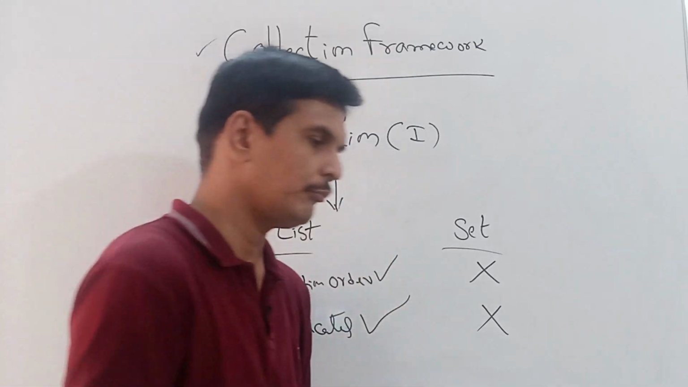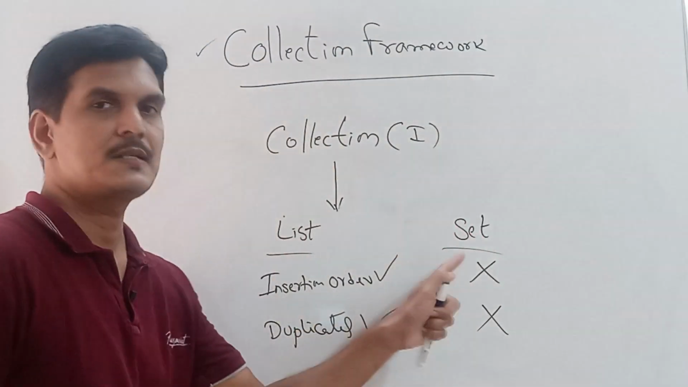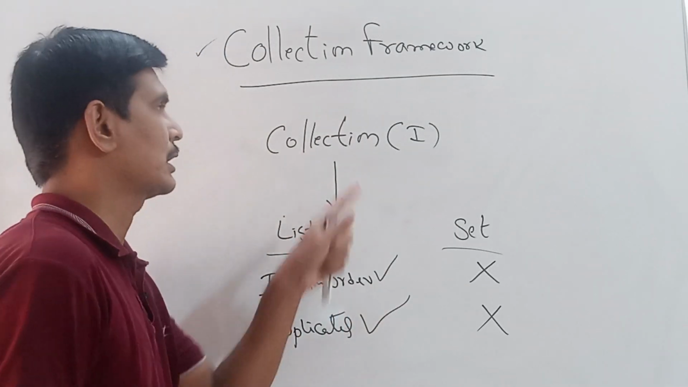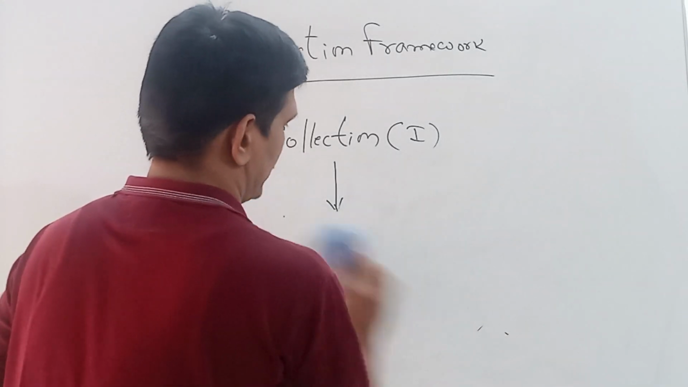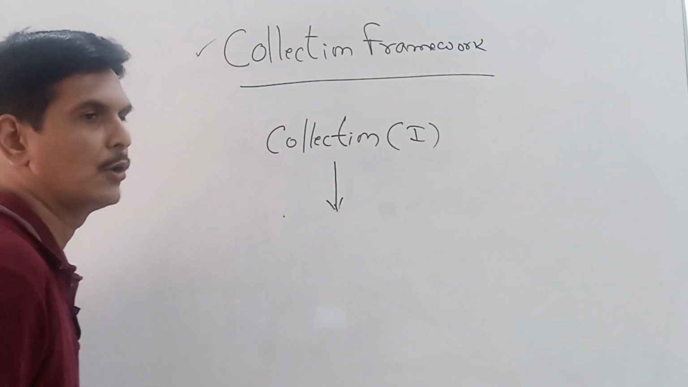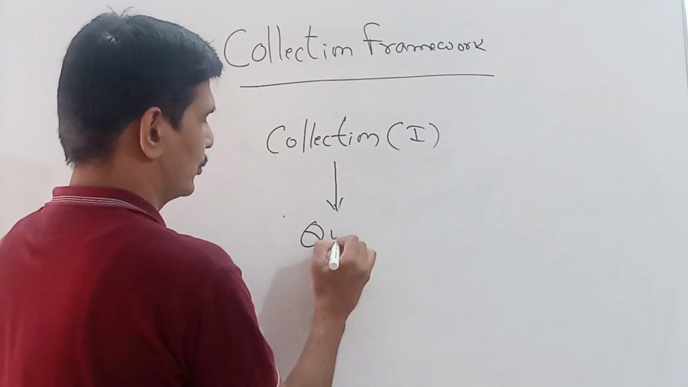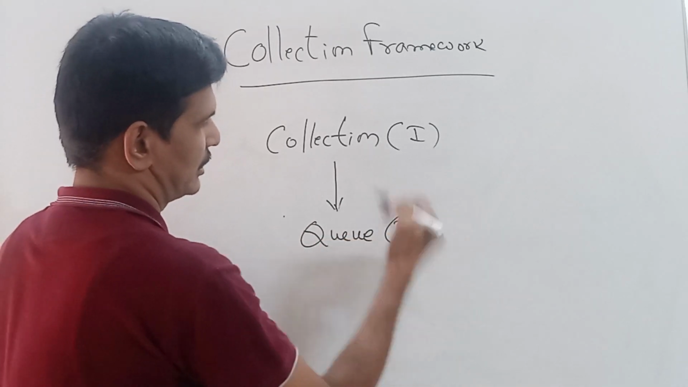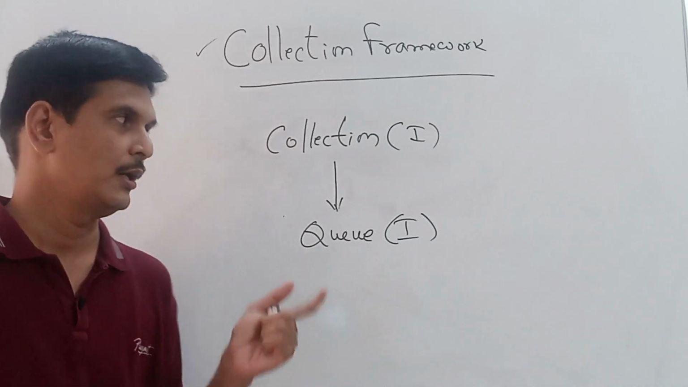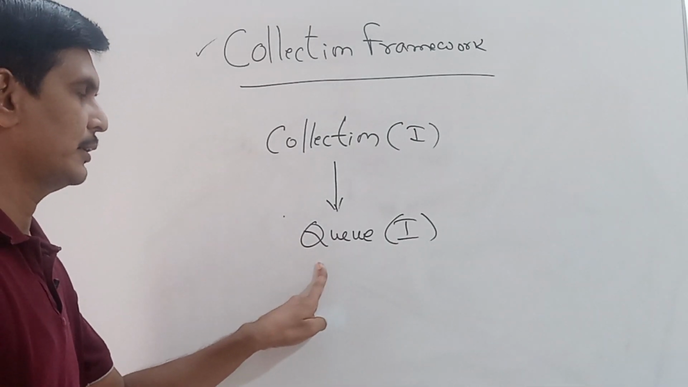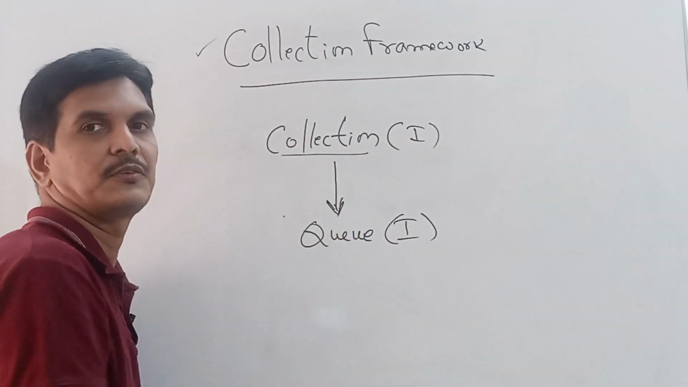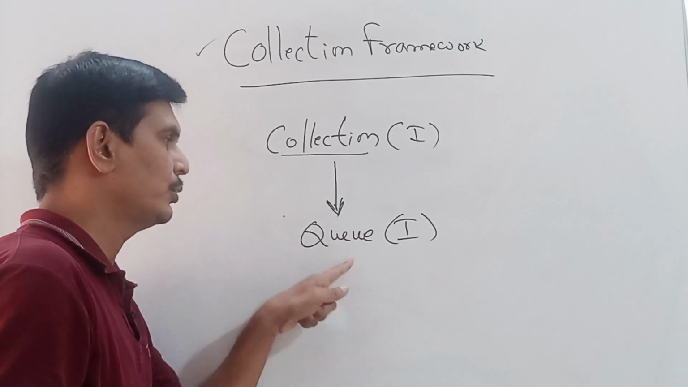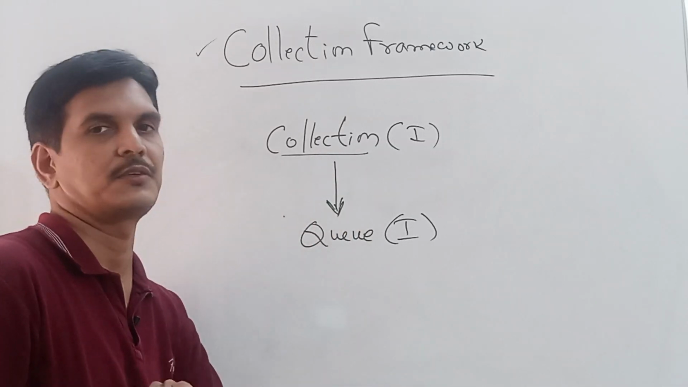Now, apart from list and set, there is one more interface which is also derived from the collection interface. Now we will see that. The next interface is called queue. Queue is also an interface, and it is also extended from the collection interface. So this is the parent and this is a child interface. Just like set and list, queue is also another child of the collection interface.